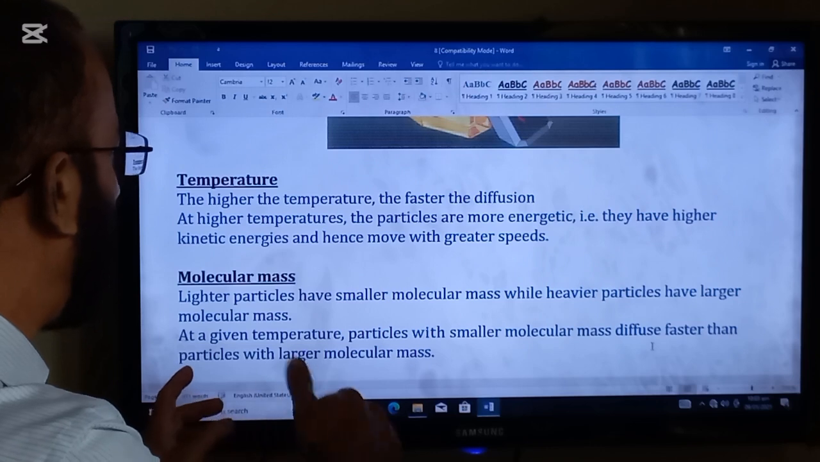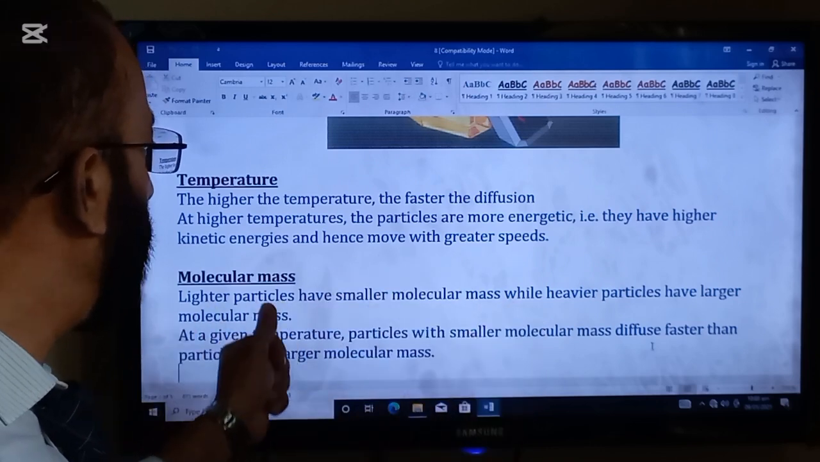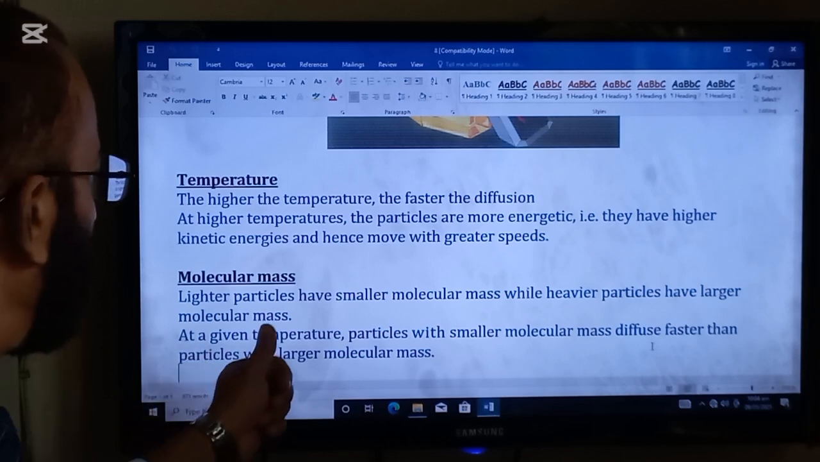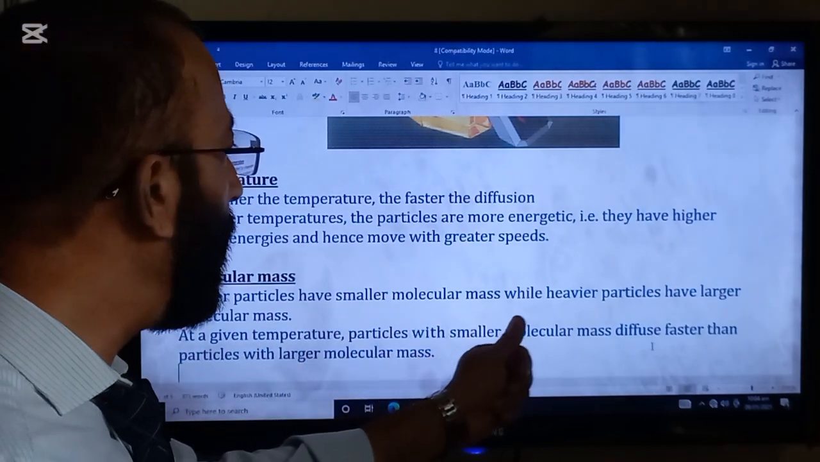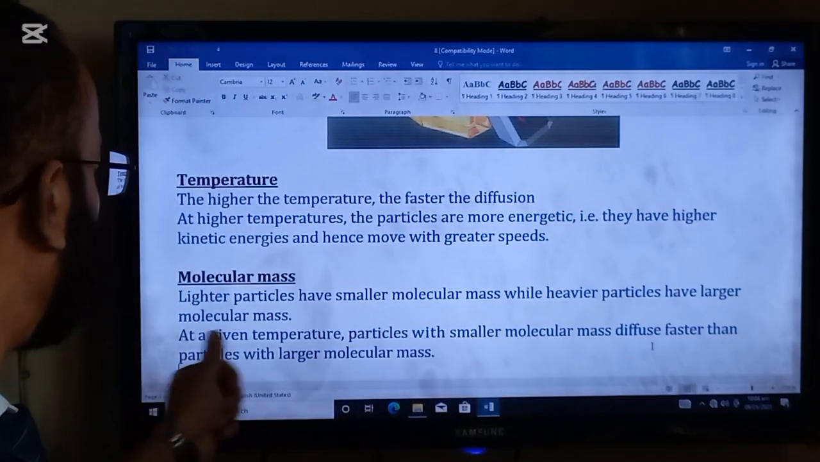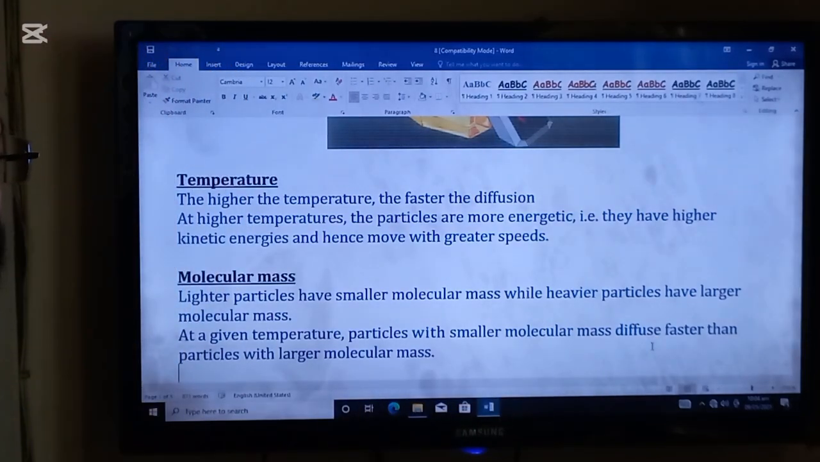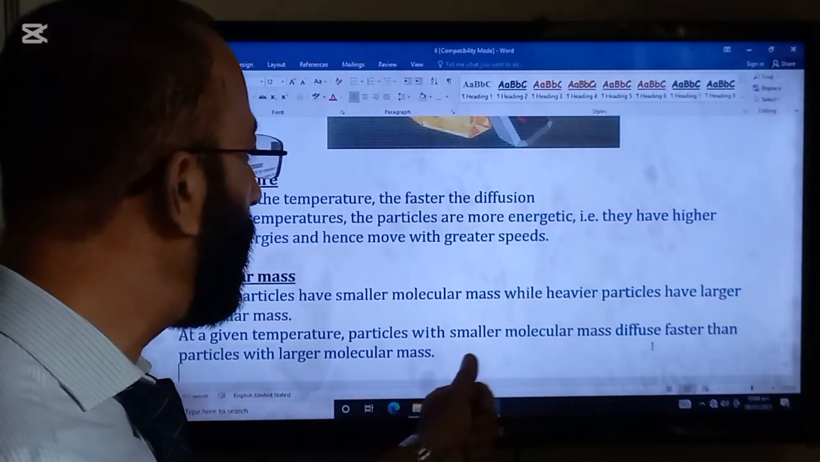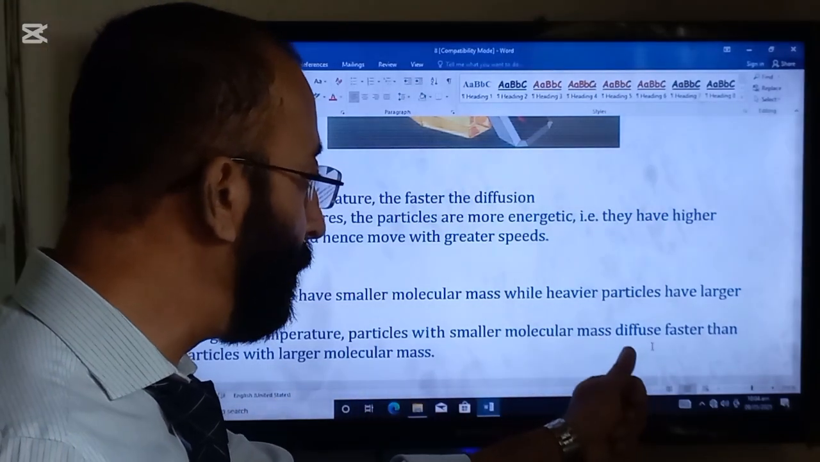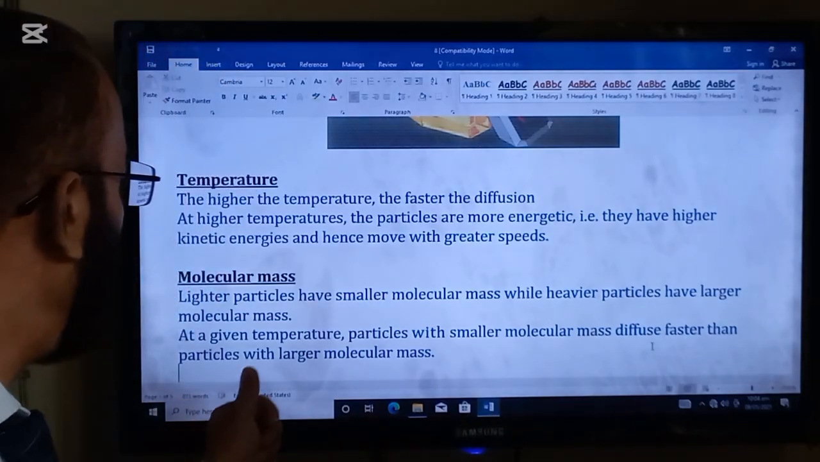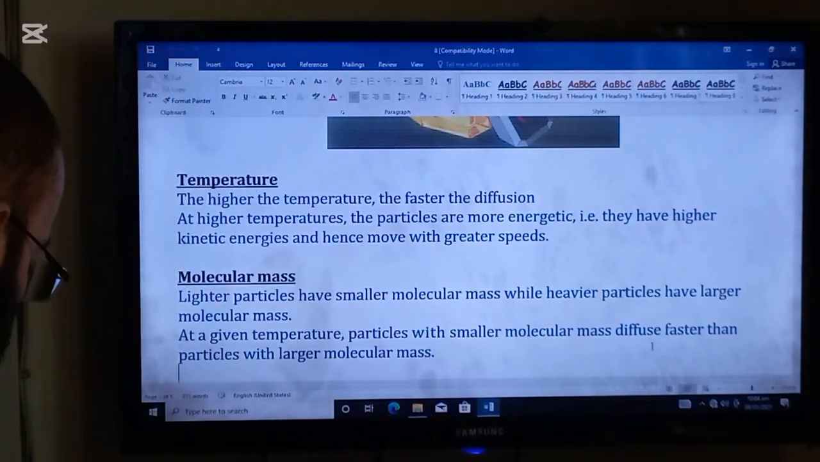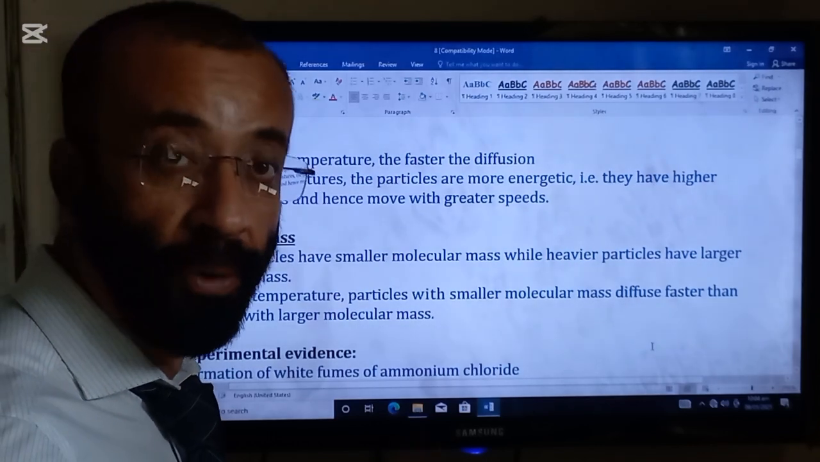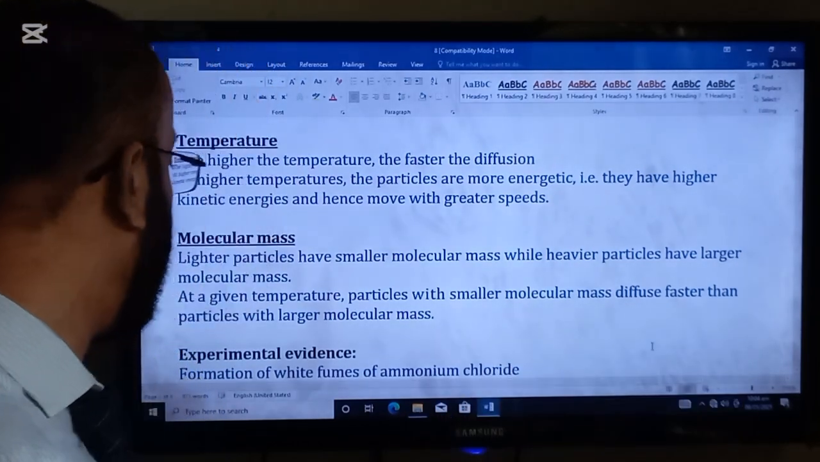The second factor that affects diffusion is molecular mass. Lighter particles have smaller molecular mass, while heavier particles have larger molecular mass. At a given temperature, particles with smaller molecular mass diffuse faster than particles with larger molecular mass, because lighter particles can move faster as compared to heavier particles.